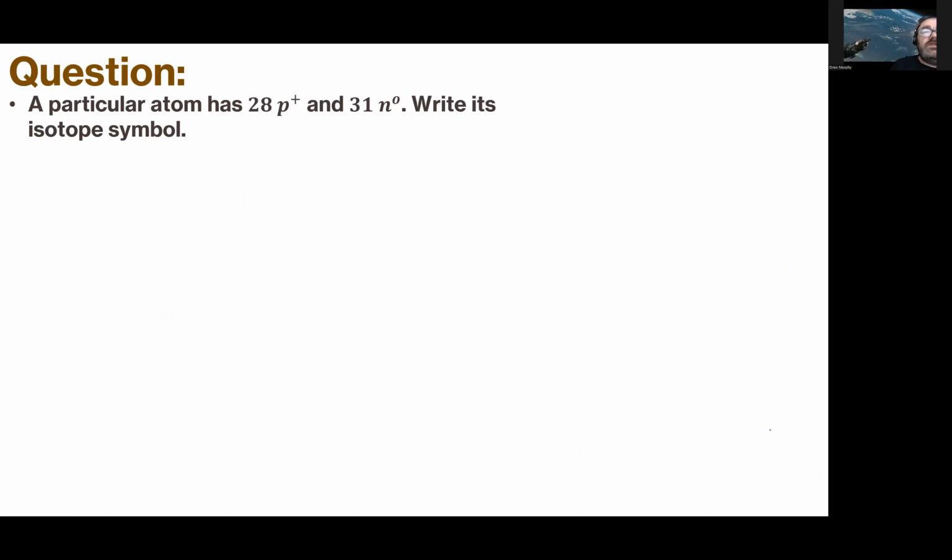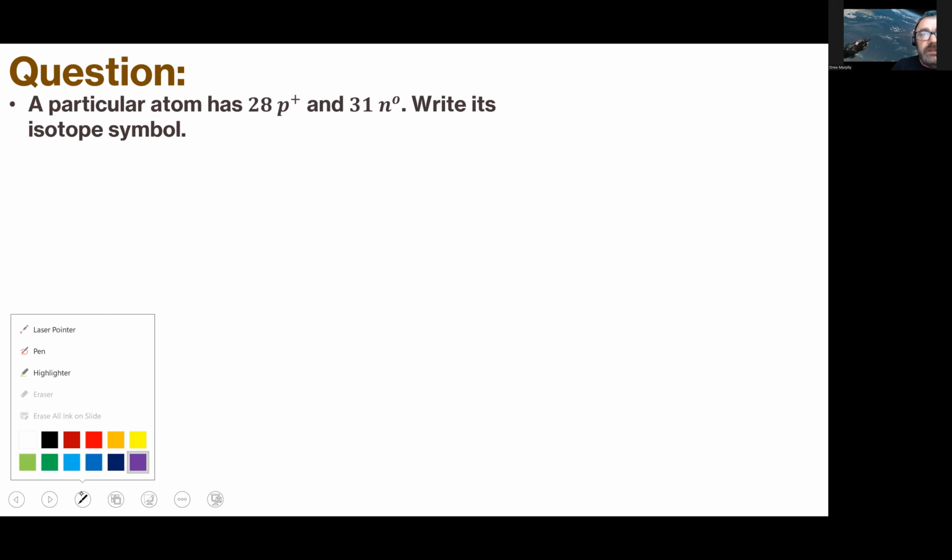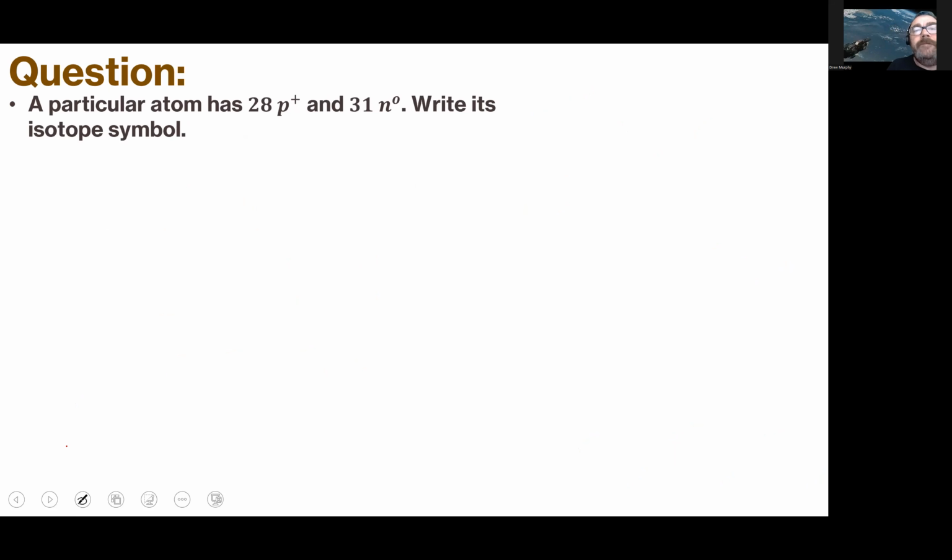All right, so here's a question. A particular atom has 28 protons and 31 neutrons. We want to write its isotope symbol. What we know off the bat, remember we have to do A over Z and figure out what the element is. We know we have 28 protons.